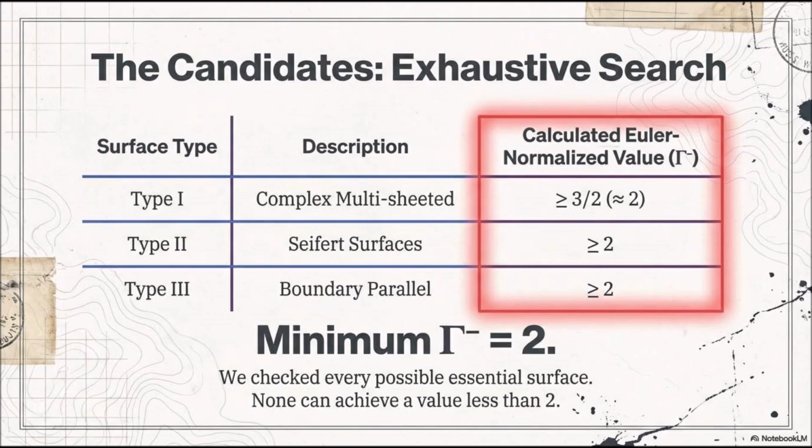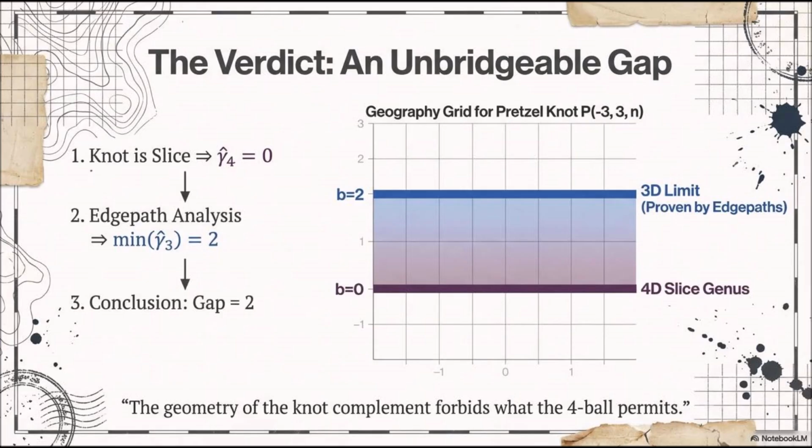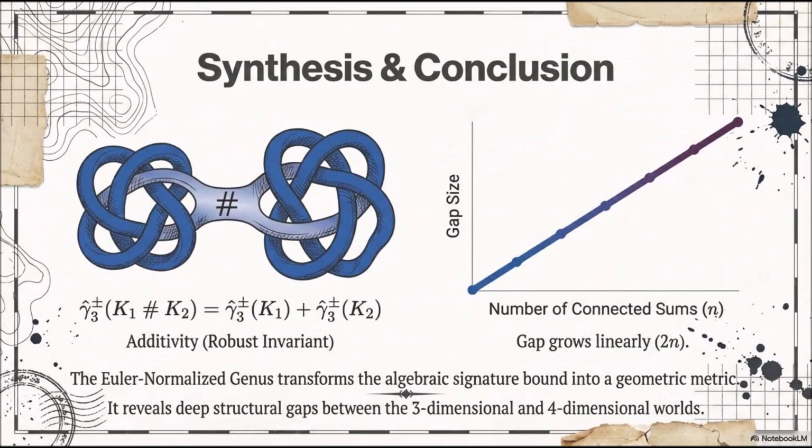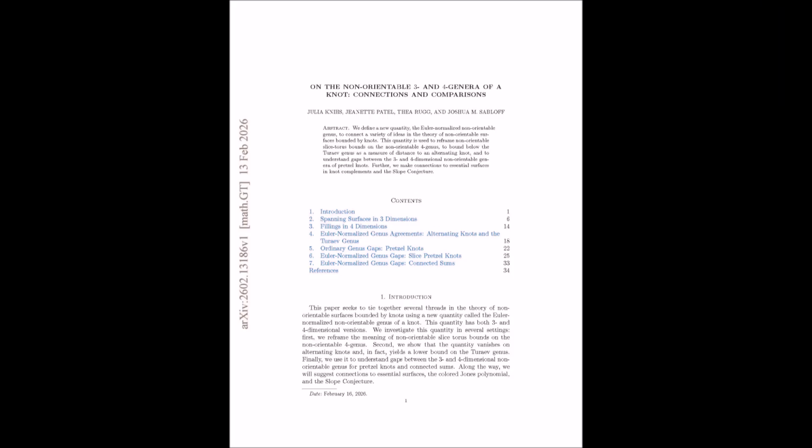At every crossing in your 2D diagram, you have a choice. You can either smooth it out horizontally, that's say the A resolution, or vertically, the B resolution. And if you make a choice at every single crossing, you end up with a collection of simple non-intersecting circles in the plane. This is called a state. The next step is you fill in these circles with disks. Then you connect them with half-twisted bands where the original crossings used to be. And they mention a basic state surface is one where no band connects a circle back to itself.